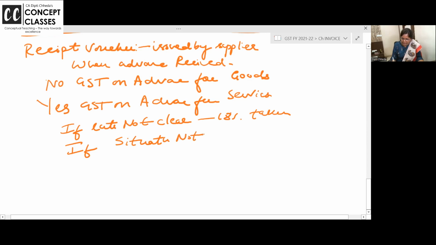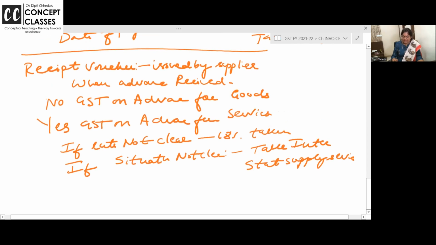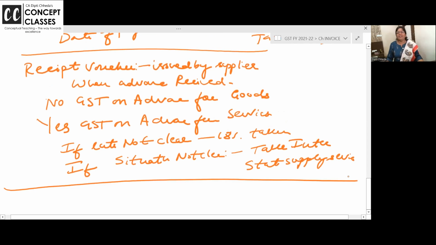If the situation is not clear about whether to treat it as intrastate or interstate, take it as interstate supply of service. This is fixed. You can't say, "Ma'am, it's only an advance, I will not pay GST now, I will pay all the GST in December." No. If I have received an advance for goods, no GST. But even for an advance for goods, in both cases the supplier will issue a receipt voucher.